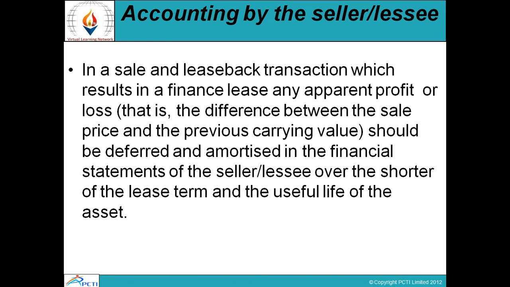Accounting by the seller or lessee. In sale and leaseback transactions which result in a finance lease, any apparent profit or loss, that is the differences between the sale price and the previous carrying value, should be deferred and amortized in the financial statements of the seller or lessee over the shorter of the lease term and the useful life of the asset.